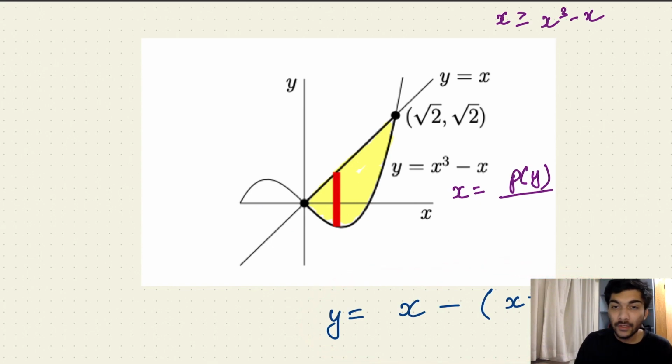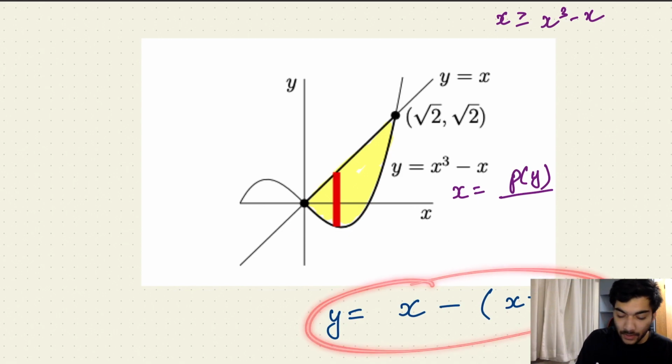But if you're taking a horizontal strip, you'll consider the width of your horizontal strip, right? But since in this case we are considering vertical strips, we'll take the height of our vertical strip. You'll take any arbitrary vertical strip in the area, and based on that strip, you will calculate its height. So in this case, we have calculated the height of a vertical strip.